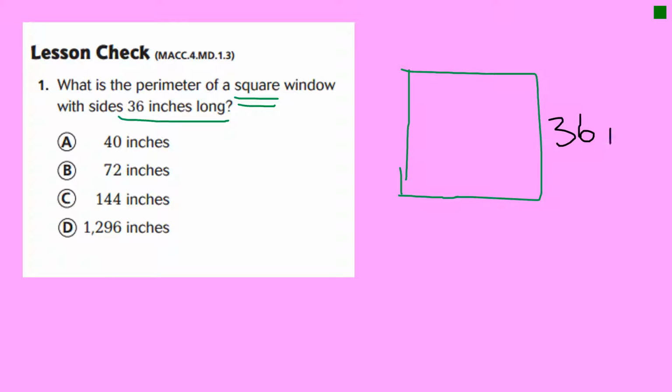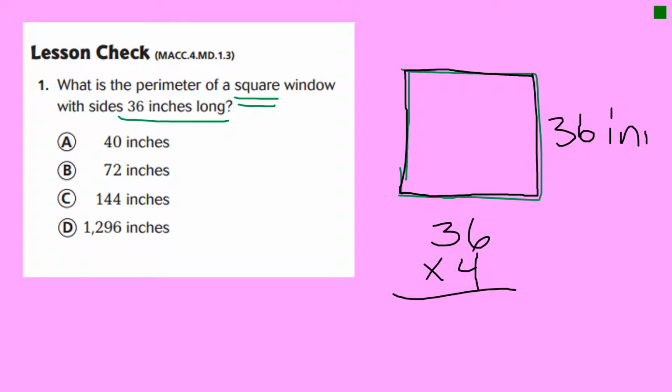So we have 36, 36, 36, 36. 4 sets of 36, right guys? 4 times 6 is 24. 4 times 3 is 12, plus 2. What is the perimeter of that square? 144 inches. Well, we got a lot of square practice in. I bet you're really good at perimeter though, right guys? And it's good multiplication practice.